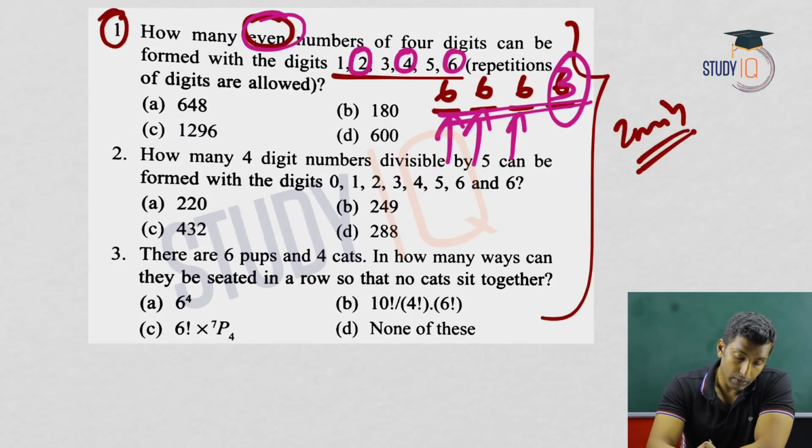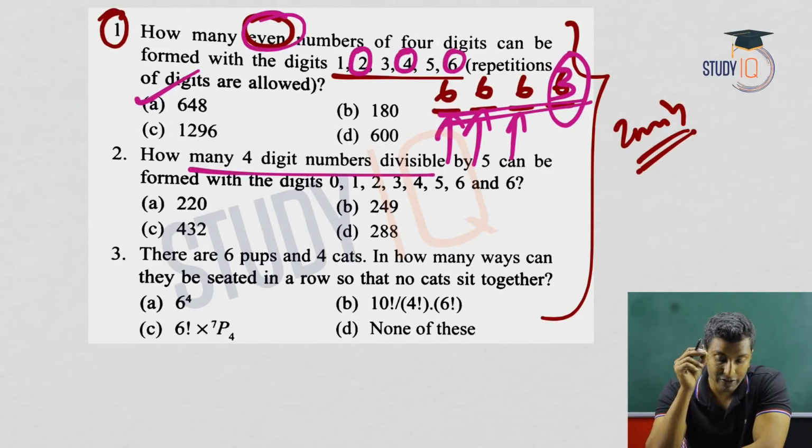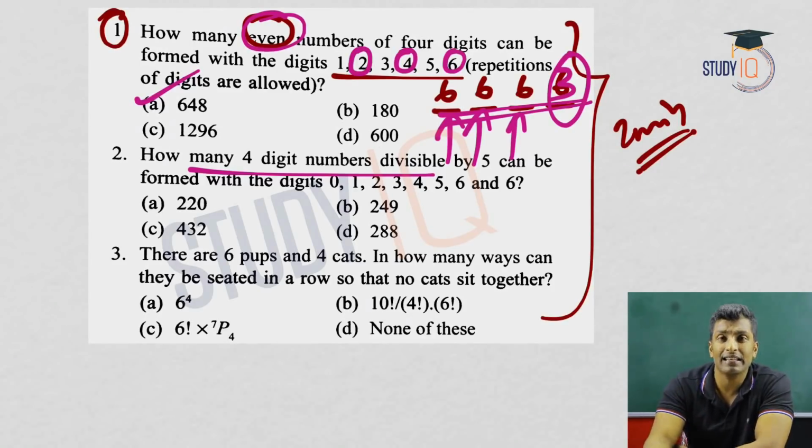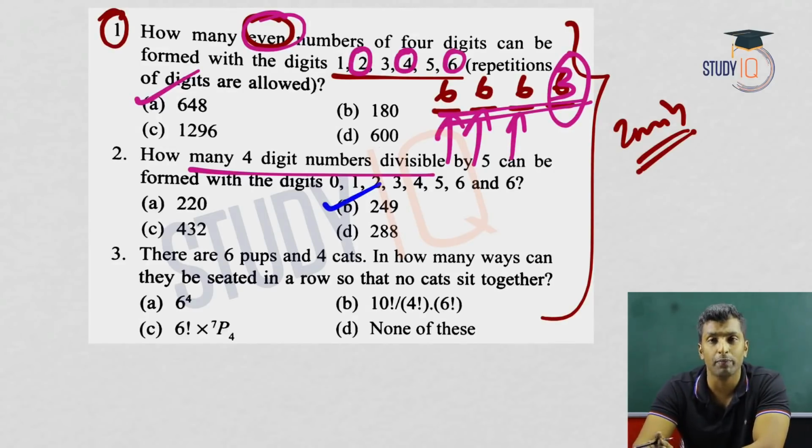Okay, so what about the next one? The answer for this question is A. What about the second one? The very same question we have done. How many 4-digit numbers divisible by 5 can be formed with the digits 0, 1, 2, 3, 4, 5, 6? We have already discussed the very same question, so I'm not spending time here. Your answer is 249. I hope most of you who attended the previous video got it directly.